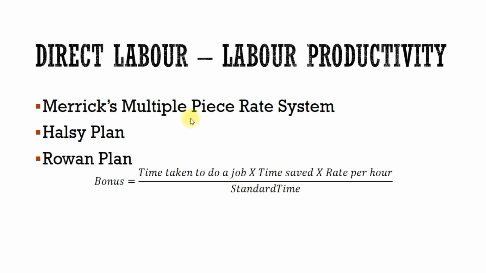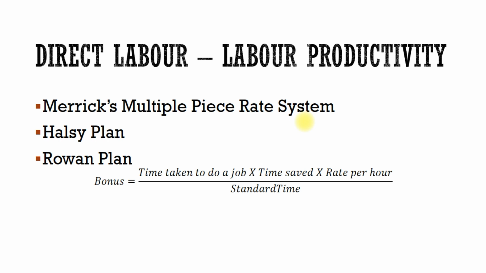The first one is Merrick's multiple piece rate system. In that system, a worker's performance must be at least 83% of the standard output for him or her to qualify under the ordinary piece rate. Then only he qualifies under the ordinary piece rate. If the performance level is between 83% and 100%, he will qualify for 110% of ordinary rates or wages. And if the performance rate is 100%, he'll get 120% of ordinary wages.